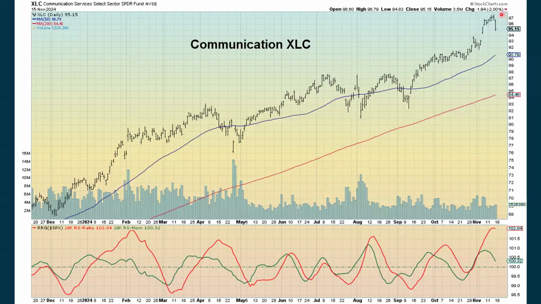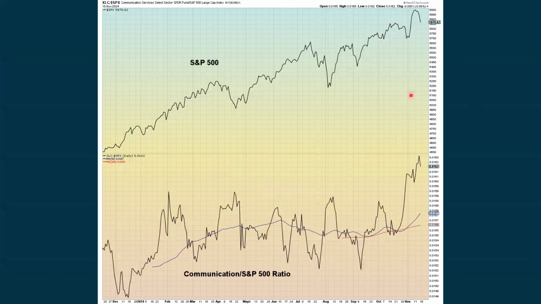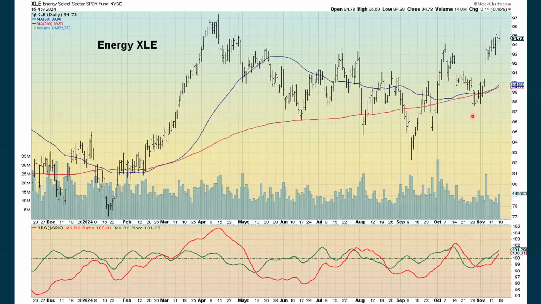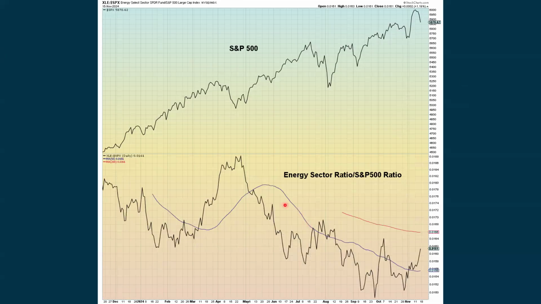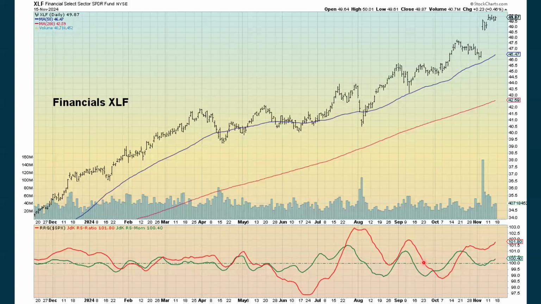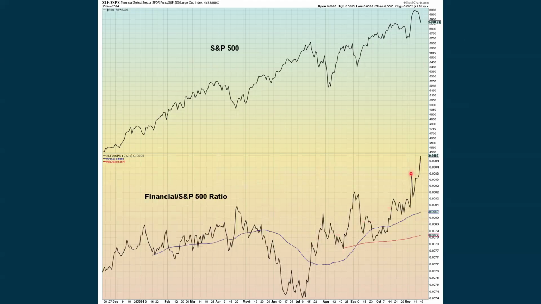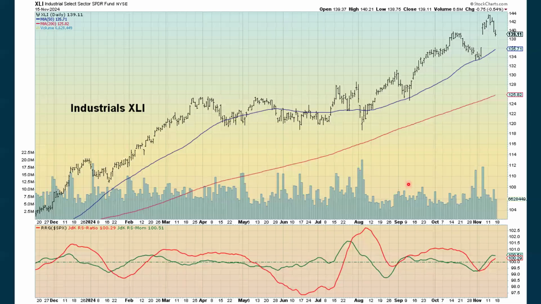Communication, a stronger area, but seeing some recent weakness, but still looking pretty good when we look at the ratio of communication to the S&P. And energy, which had been kind of chopping around and seeing some weakness, is now starting to show some strength, but it's still in a longer term downtrend, even though it's improving when we look at the ratio with the S&P. The financials, one of the stronger areas, just coming off of recent all-time highs and actually outperforming the S&P. This is probably the strongest area currently.